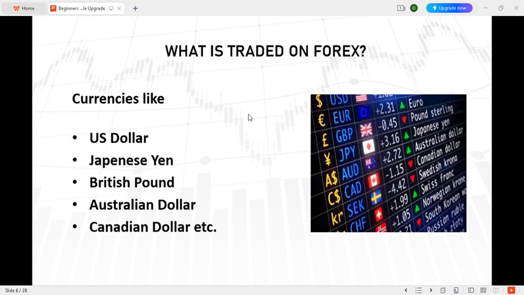So what do you trade? You trade currency pairs, and like I said earlier, you can also trade different commodities. But in the context of our teaching in this module, we will just focus on currency pairs because that is majorly what is traded in the forex market, and that is what we will be dealing with.